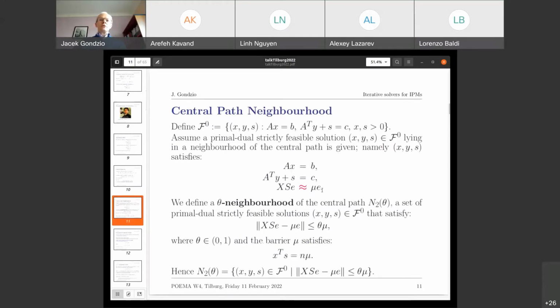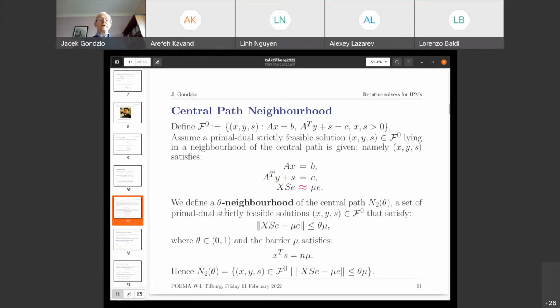What does it mean not to go away from the central trajectory? It would mean that we will try to satisfy to perfection primal feasibility and dual feasibility, but this last condition here would mean that we would like to keep all the complementarity products approximately the same and equal to the value of the barrier parameter mu.